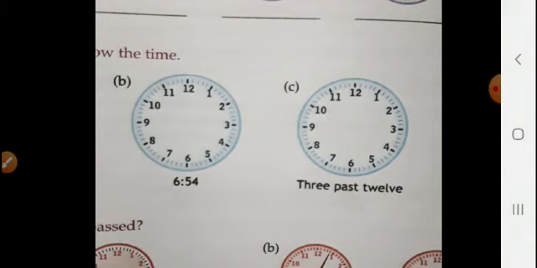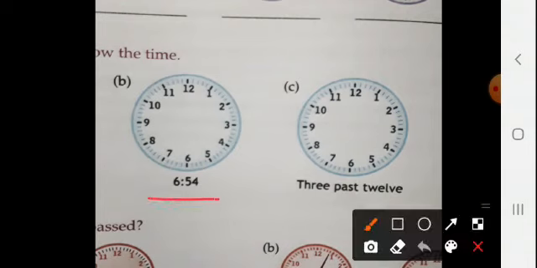And in this what you have to do? Draw the hands to show the time. We have to draw the hands. There are 4 parts, 2 we will see here. First of all, what we have to see? 6:54. First of all, we will make one point here, the center point. Can you see, beta?